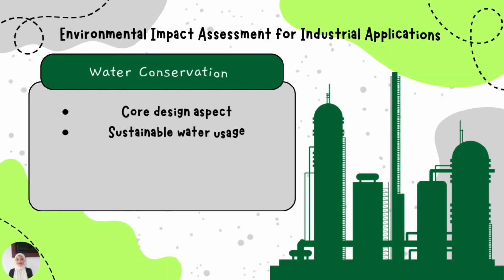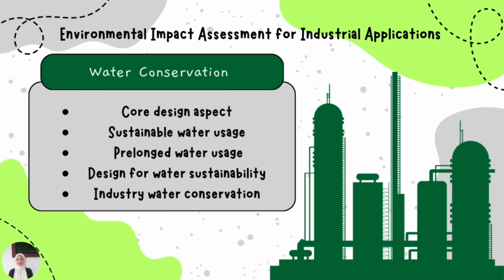So for the next slide is environmental impact assessment for industrial application. The question is, in the context of industrial application, how do you anticipate the environmental benefits of the design to manifest? Are there specific ways in which the design will contribute to more sustainable resource usage and reduce environmental impact within these industries? So water conservation in industrial application is a crucial aspect of environmental impact assessment in industries.